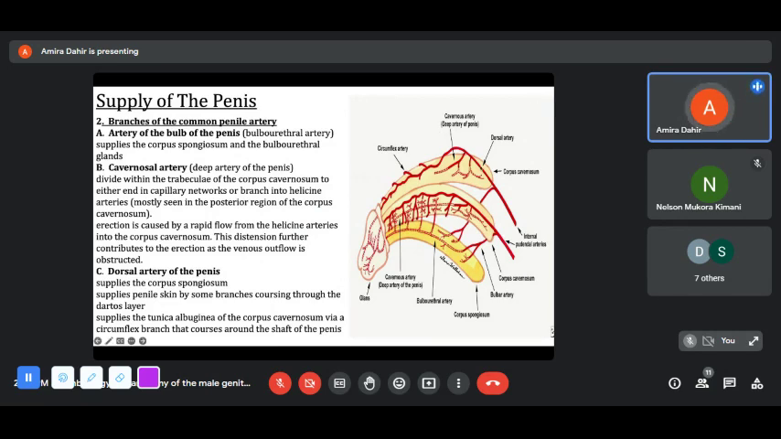Now, erection is caused by rapid flow from the Helicine arteries into the corpus cavernosum, and this distension further contributes to the erection as the venous outflow is obstructed. Now, the dorsal artery of the penis supplies the corpus spongiosum. It also supplies the penile skin by some branches coursing through the dartos layer. It supplies the tunica albuginea of the corpus cavernosum via a circumflex branch that courses around the shaft of the penis.